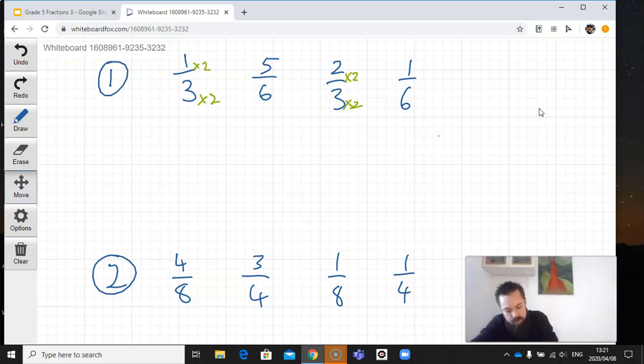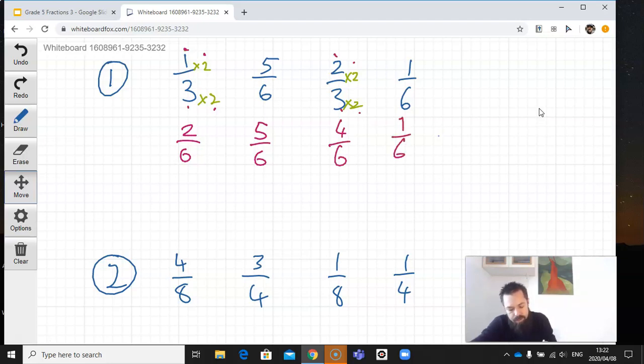So 1 times, let's change color, 1 times 2 is 2. 3 times 2 is 6. This one can stay unchanged. 2 times 2 is 4. 3 times 2 is 6. This one can stay the same.